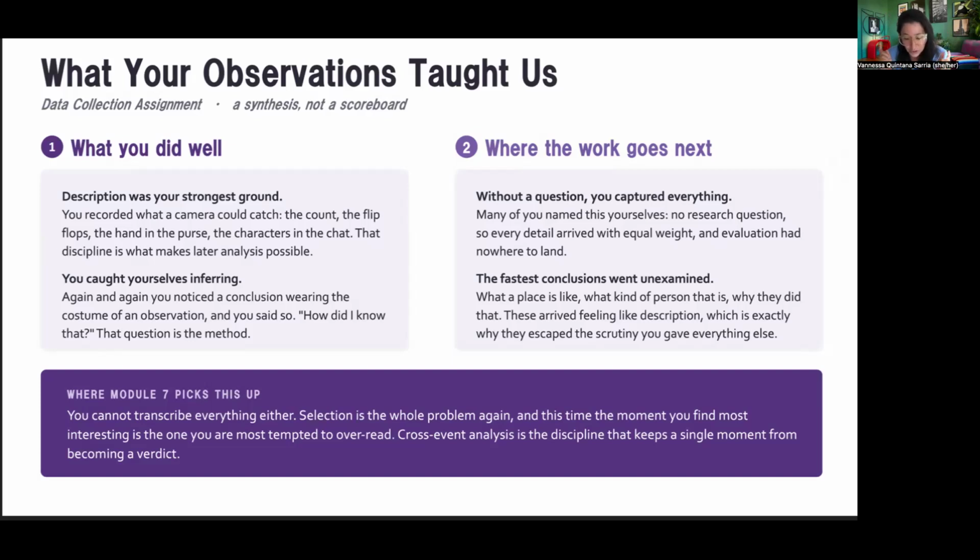Remember, when you hear a detail that really calls your attention, it also presents as a temptation. And it is not a problem to avoid. It is the exact place where weak methods fail and this work matters. So cross-event analysis is the discipline that keeps a single moment from becoming a verdict, which brings me to Worthen and Regis.